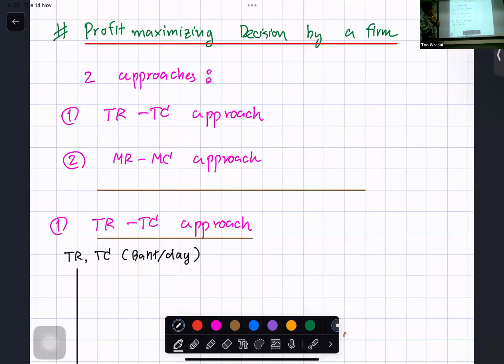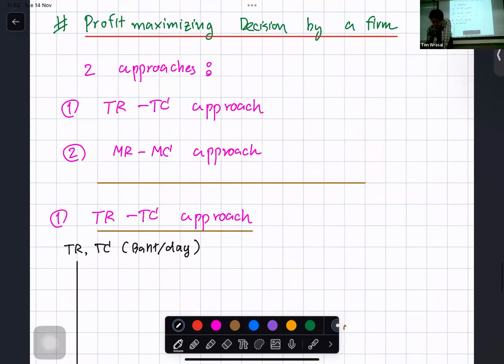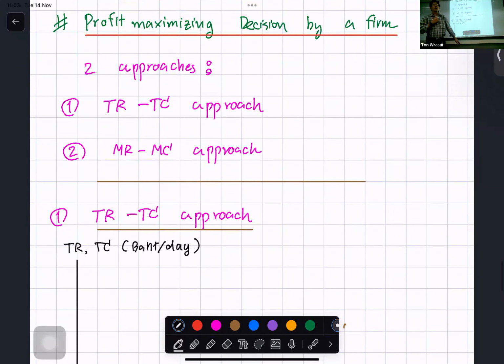Let's continue. Profit maximizing decision by a firm. We'll take a look at two approaches. The first one we call the total revenue hyphen total cost approach, not minus, hyphen. The second one, the marginal revenue, marginal cost approach. We start with the first one.